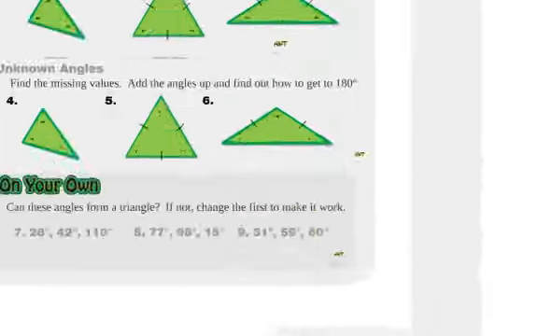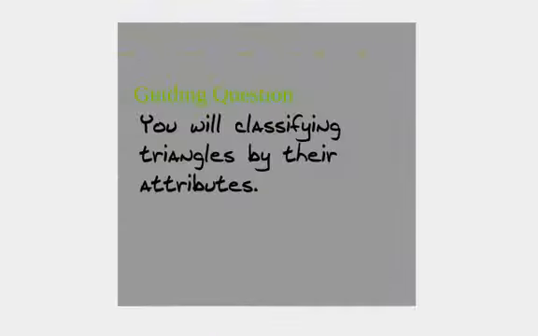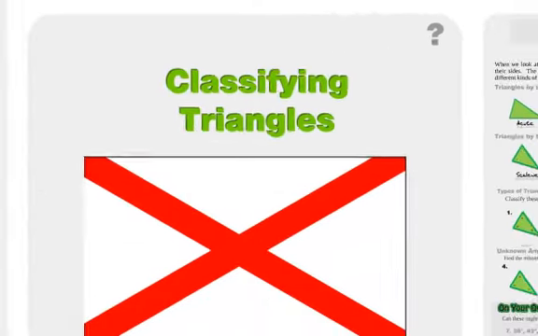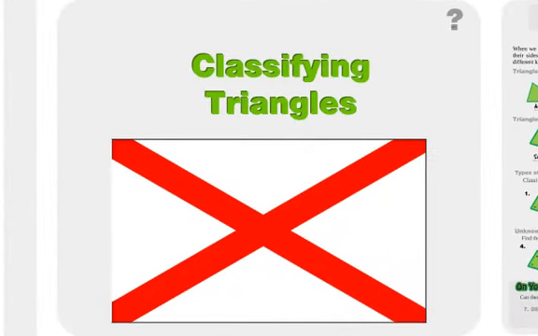Okay? Pretty simple lesson today, huh? I bet you can classify triangles by their attributes now. Naming triangles and figuring out missing angles. And talking about the lovely state of Alabama. That's it for classifying triangles.